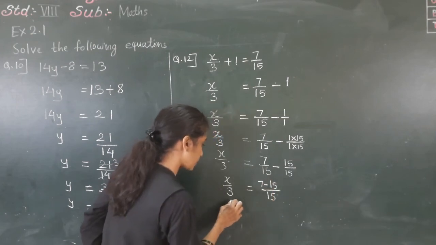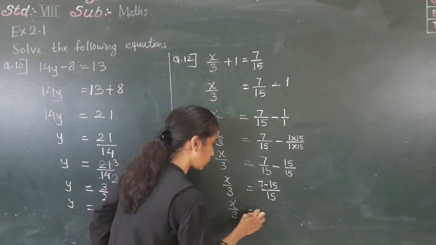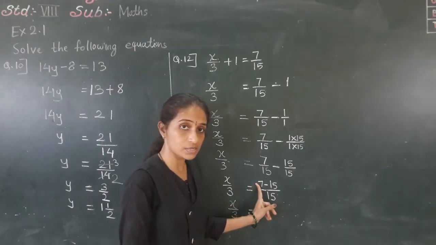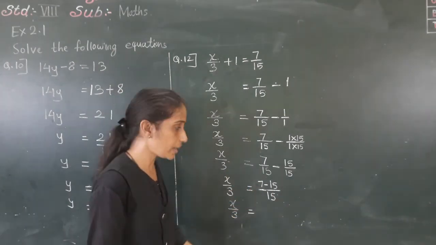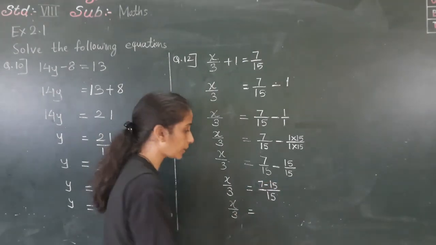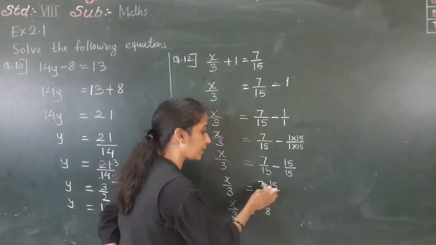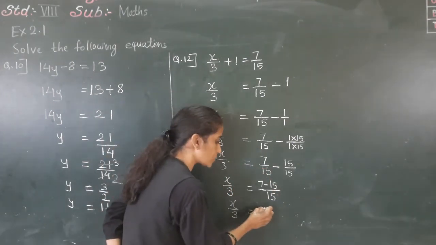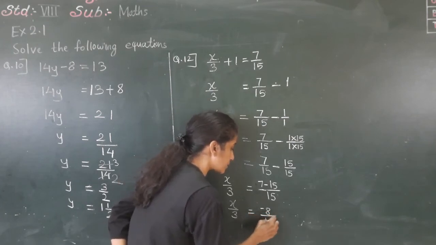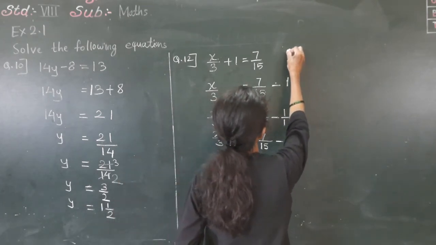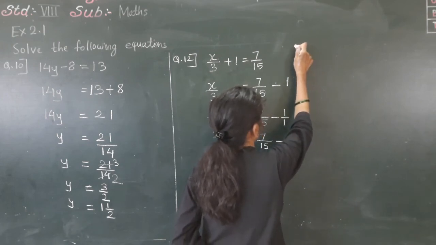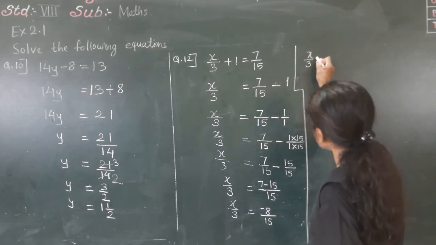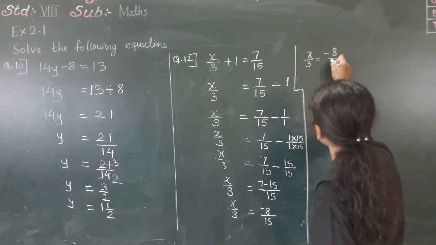Now if you observe, x upon 3 is equal to, see here, 7 minus 15. 7 has no sign, so it is plus. Plus and minus, minus. So subtract 7 from 15. What will you get? 8. Now between 7 and 15, which is greater? 15 is greater. It has a negative sign. So the answer also gets a negative sign. So minus 8 upon 15. Okay. So x upon 3 is equal to minus 8 upon 15 we got.